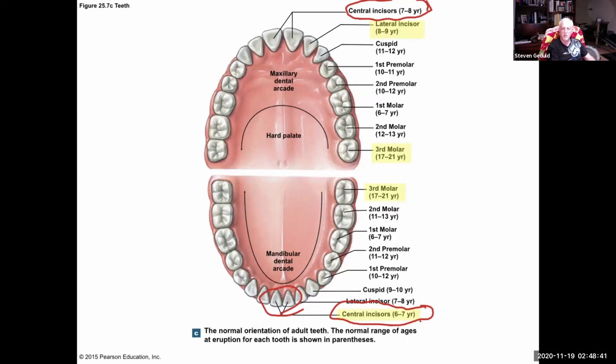Okay? And then your first molars come in about 6 years old. Second molars come in about 12 years old. And wisdom teeth come in anywhere from 18 to 20 years old. That's why they're called wisdom teeth. You're supposed to be wise by that age. Well, usually not.